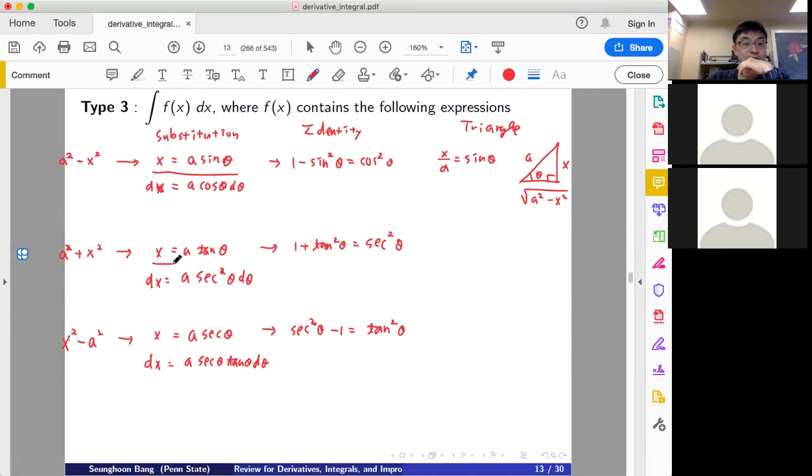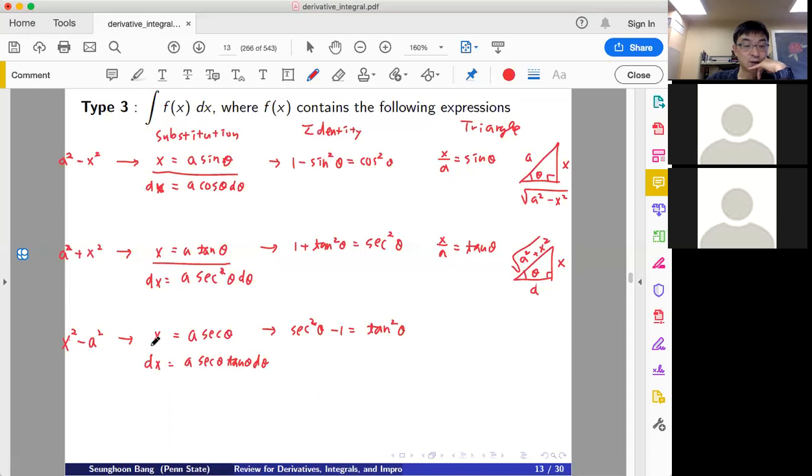Here we can use x equals a tangent theta; the same, divided by a, x over a equals tangent theta. You can draw the triangle. Tangent theta is opposite over adjacent. How can you find the hypotenuse? You can use the Pythagorean theorem. This is the square root of a squared plus x squared.